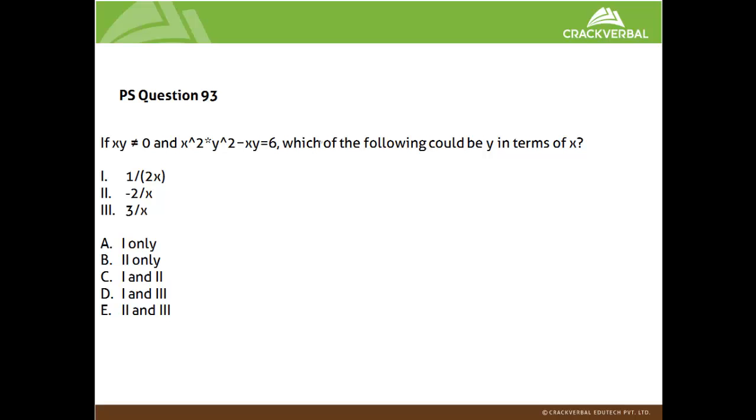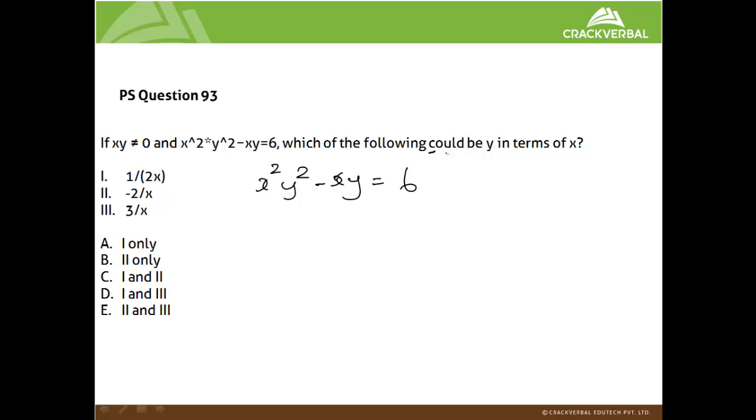If you look at this question, the question says if x into y is not equal to 0 and x square into y square minus xy, that is x square y square minus xy is equal to 6, which of the following could be y in terms of x?